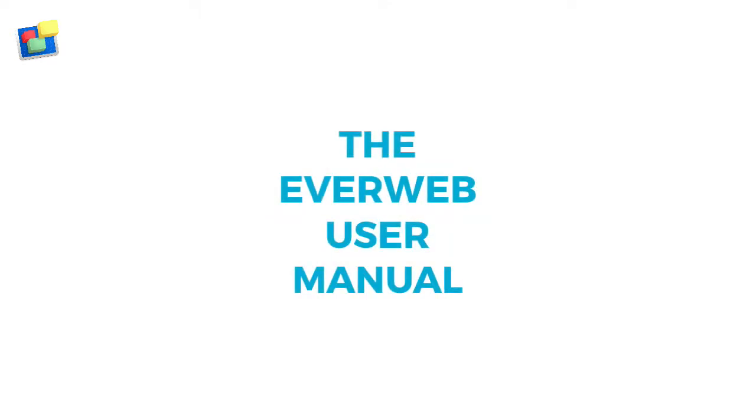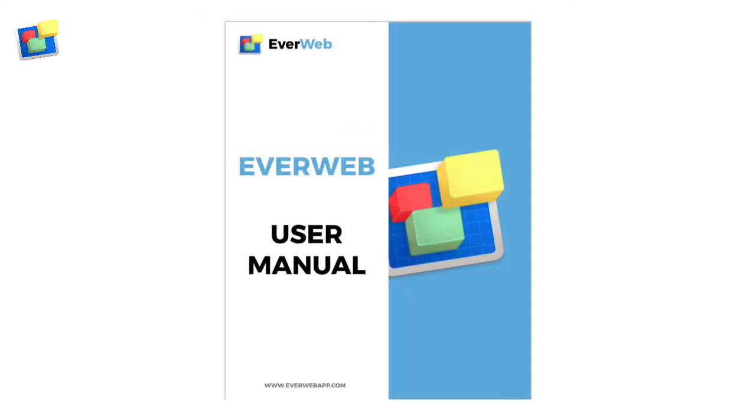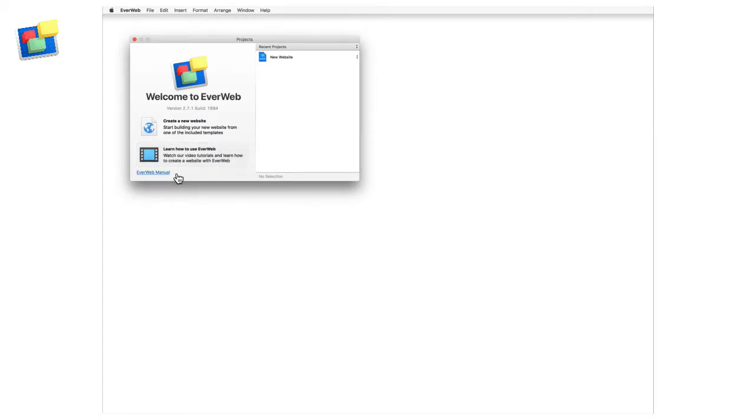EverWeb has many ways in which you can get help to quickly answer whatever question or issue you may have. The EverWeb User Manual is a great place to start, as it explains the EverWeb user interface in detail and how to create your very first website project. The EverWeb User Manual can be accessed right from the project's window when you launch EverWeb, or at any time from the Help EverWeb Manual menu option.